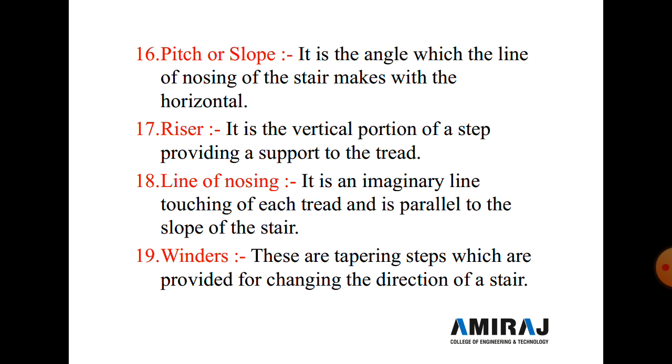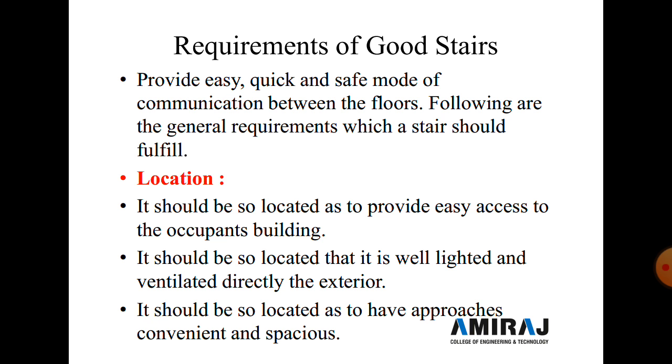Now next is riser. It is the vertical portion of the step providing a support to tread, known as a riser. Next is a line of nosing. It is the imaginary line touching each tread and parallel to the slope of the stair, known as a line of nosing. And a winder. These are the tapering steps which are provided for changing the direction of the stair, known as a winder. Winder is generally provided at the corner side or to change the direction of the steps.